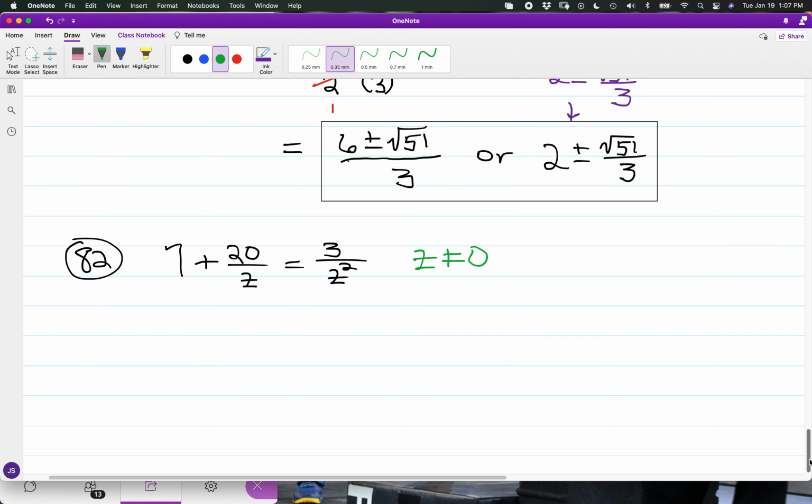And for the least common denominator, in other words, the smallest term that both z and z squared will go into, well, that's just going to be z squared. And just taking what we have now, if I multiply all the terms by z squared, it's about 7 over z squared, I have plus 20 over z times z squared.